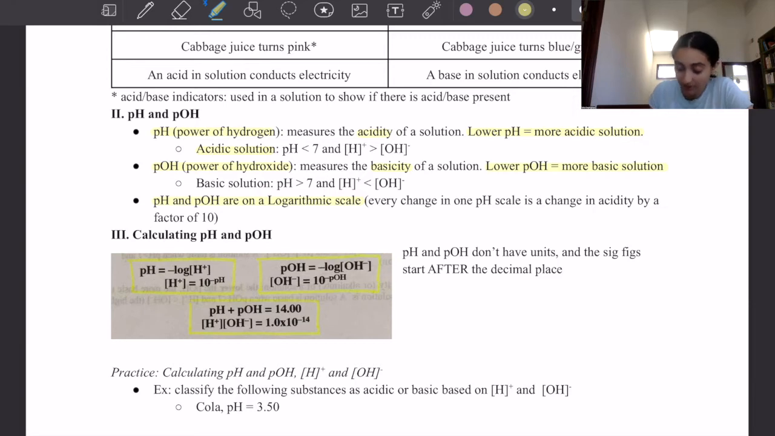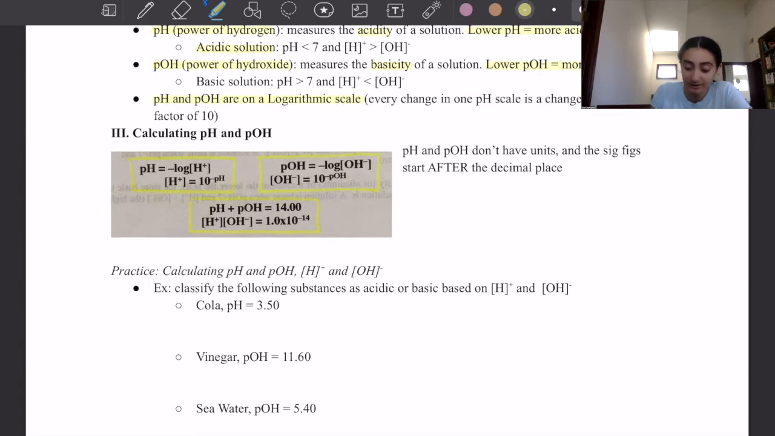Every change of one on the pH scale is a change in acidity by a factor of 10. Now let's calculate pH and pOH. I kind of touched on this when I was explaining what they are, but you can convert in between them in a bunch of different ways.